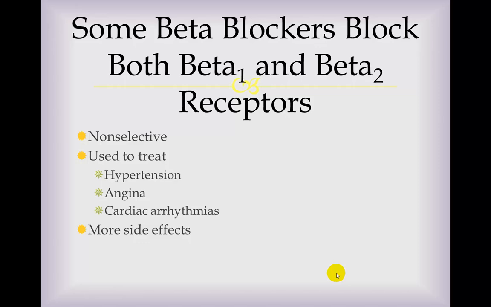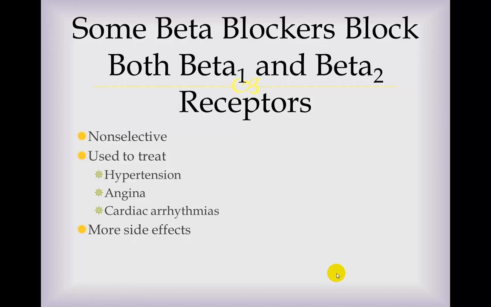Now, say this 10 times fast. Some beta blockers block both beta-1 and beta-2 receptors. This makes them non-selective. So if I block beta-1, which is found in the heart, then I'm going to decrease the heart rate. I'm going to decrease cardiac output, which allows me to decrease blood pressure.